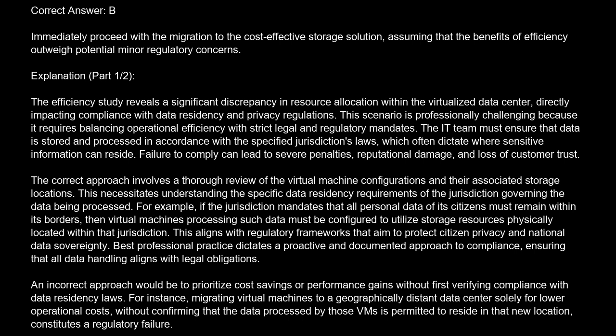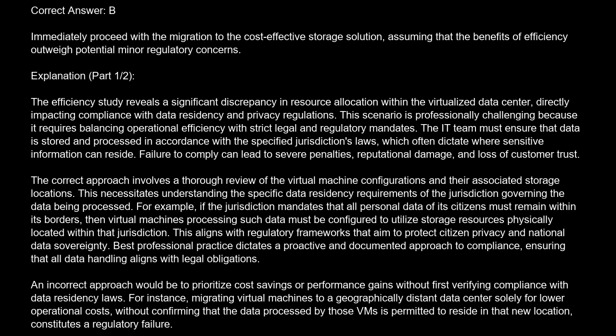This scenario is professionally challenging because it requires balancing operational efficiency with strict legal and regulatory mandates. The IT team must ensure that data is stored and processed in accordance with the specified jurisdiction's laws, which often dictate where sensitive information can reside. Failure to comply can lead to severe penalties, reputational damage, and loss of customer trust.